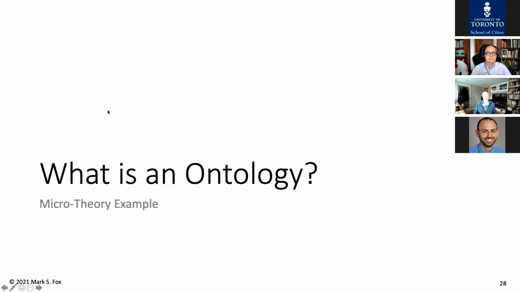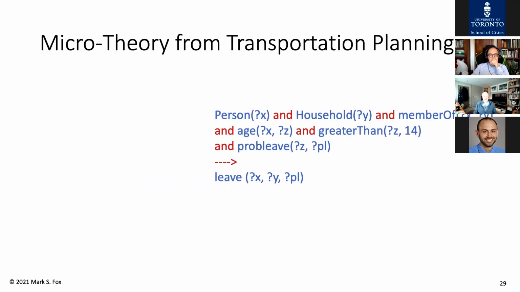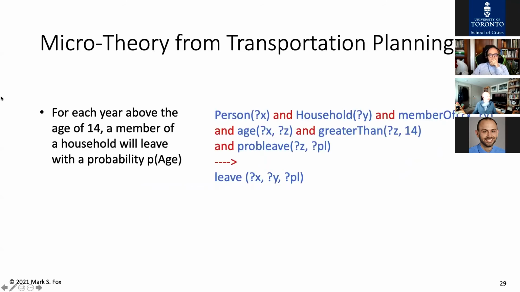What are these core concepts and properties that we can construct these definitions with? Now let's go to our third level of an ontology, the microtheory example. This is: for each year above the age of 14, a member of a household will leave with a probability of P age. This is within the ontology a representation of that axiom or rule, which basically says the same thing, and I'm not going to take the time to go through it at this particular moment. But you can now use that rule to infer when an individual will leave a household.